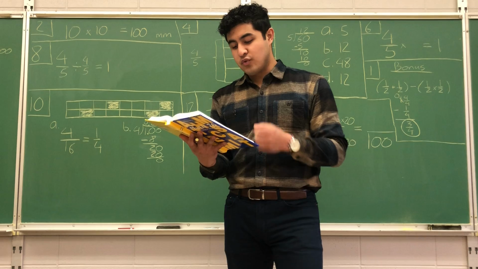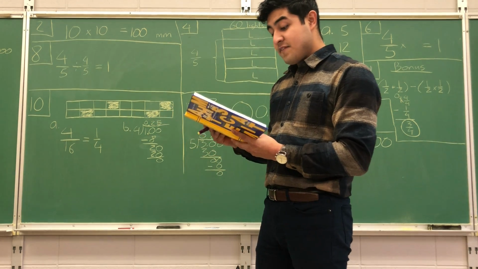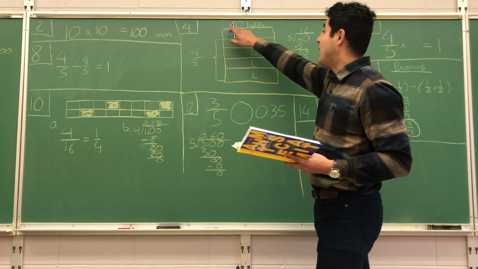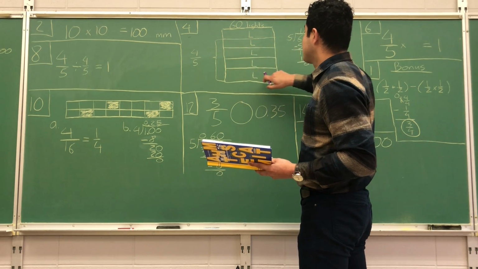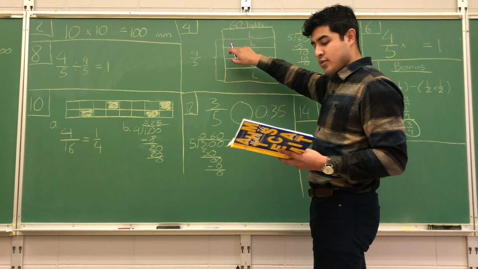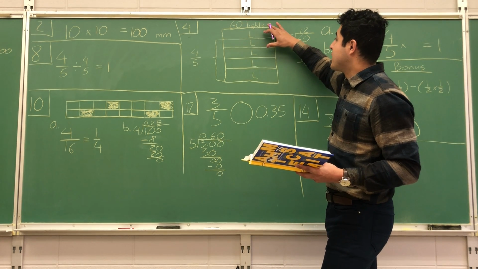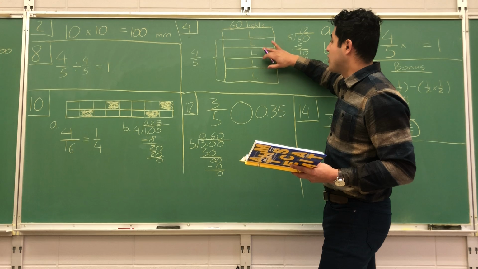Okay, the statement is 4/5 of 60 lights were on. So I went ahead and drew my diagram. I drew my sketch, and if you notice, it's split up into 5 different parts.